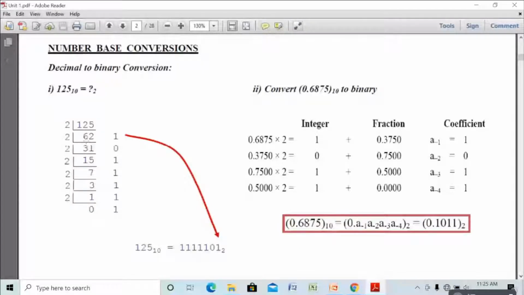Similar to this, we have to do all the conversion up to 0. So to represent the binary number, we have to arrange the numbers from bottom to top. So 0, 1, 1, 1, 1, 1, 0, 1. So is it clear? Does anyone have any doubts?